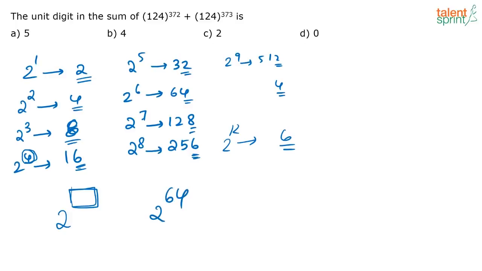So what will be the last digit of 2 to the power 64? See, 64 is divisible by 4, correct? 64 is a multiple of 4. So definitely I can say that the last digit of this power is going to be 6.